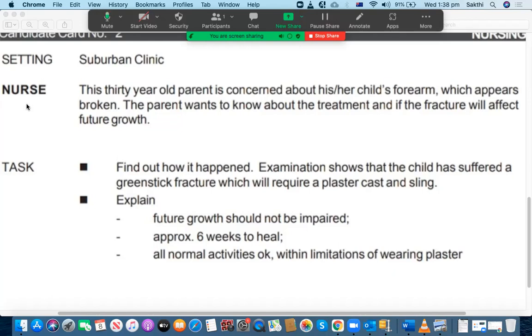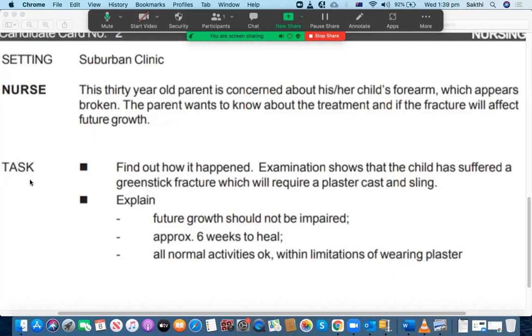This is the role play card for which I'm going to assess the conversation. So this is the setting. It is a suburban clinic, and this role play is for the nurse. This 30-year-old parent is concerned about his or her child's forearm, which appears broken. The parent wants to know about the treatment and if the fracture will affect future growth.